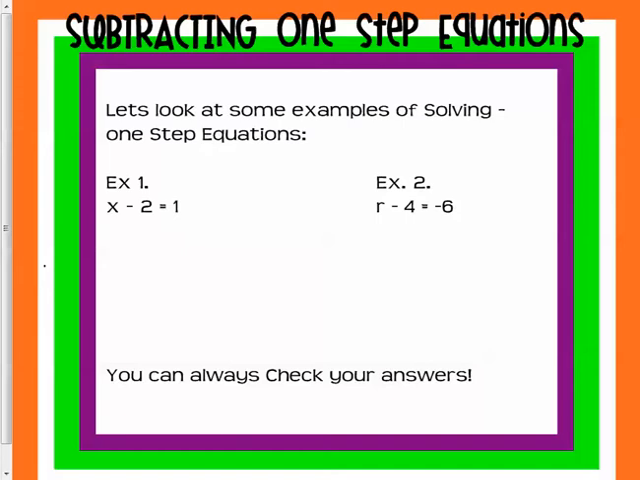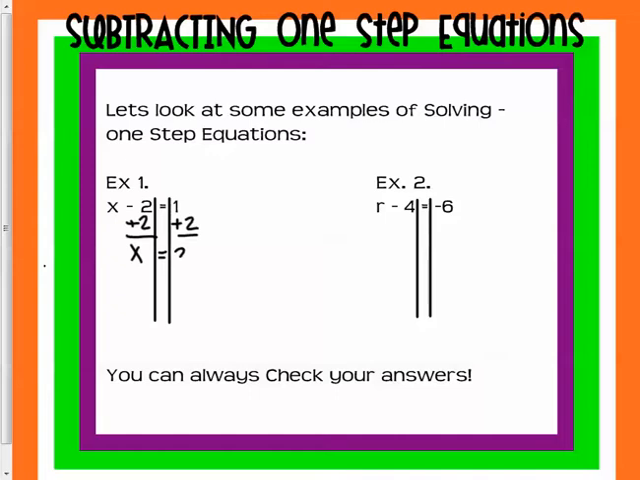Let's look at these. This is subtraction. What do you think we should do with this one? Well, start with your line. The opposite of a negative 2 is a positive 2, so we're adding 2 to both sides. So x equals 3 in this case. Let's plug it back in. 3 minus 2 equals 1, and 1 does in fact equal 1, so it works.